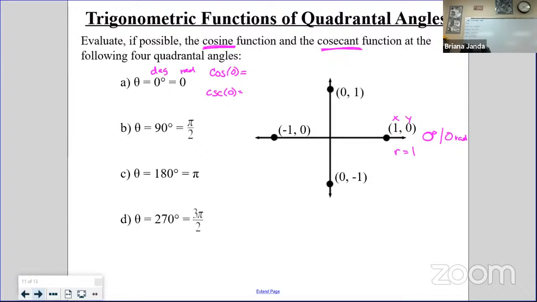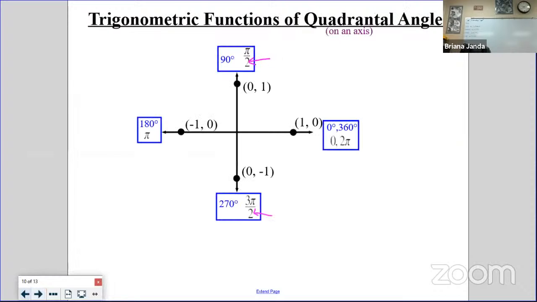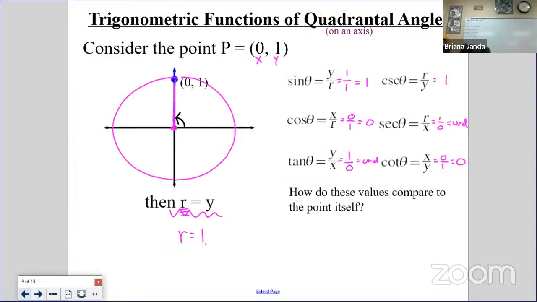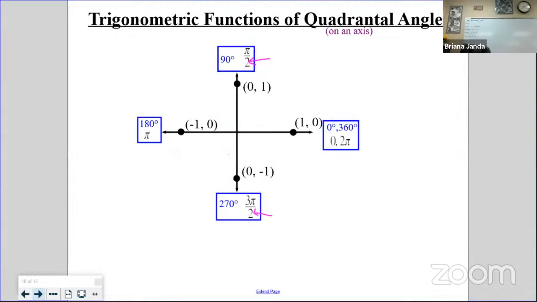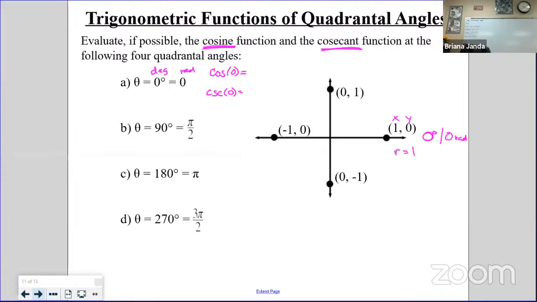And this is where I'm going to tell you, go back to the chart. And I'm going to have to flip back a page because I don't have the chart side by side here. But if I go back to my chart, we were supposed to be doing cosine, which is supposed to be x over r, and cosecant, which is r over y. Okay, let me translate those to our page here. We just set up those ratios.